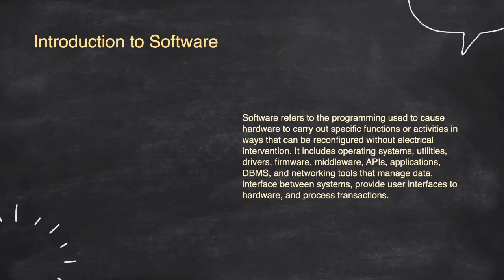Applications are designed for specific tasks, and they are the programs we interact with the most. We also have database management systems like SQL or Oracle, which handle large volumes of data, making sure information is stored and retrieved efficiently. Finally, networking tools are essential for communication between devices, whether on a local network or the internet. VPNs, firewalls, and other tools ensure that data flows smoothly and securely.